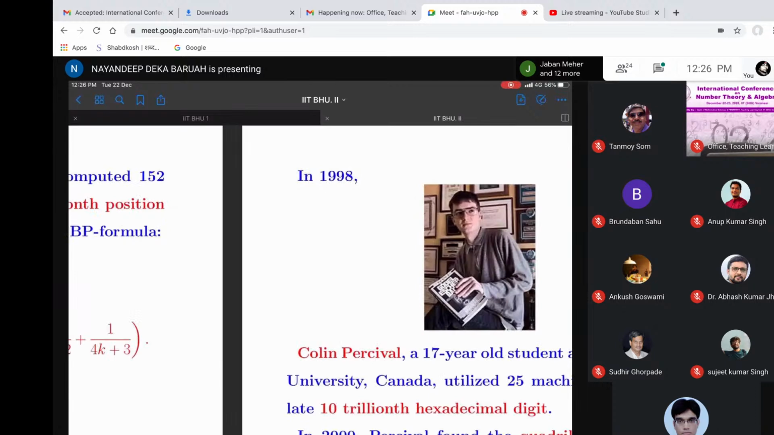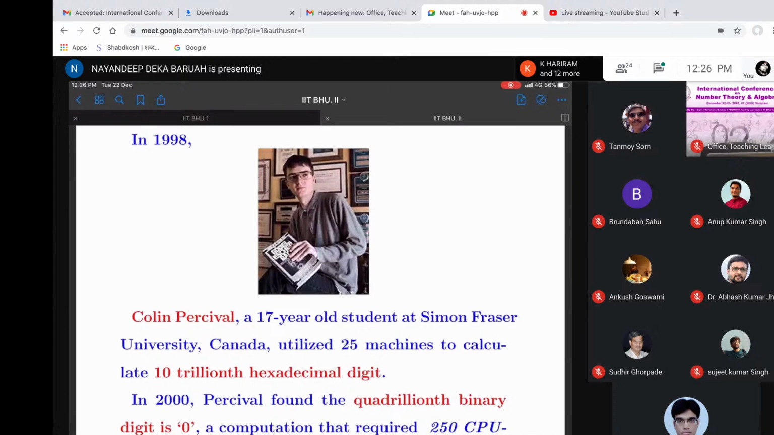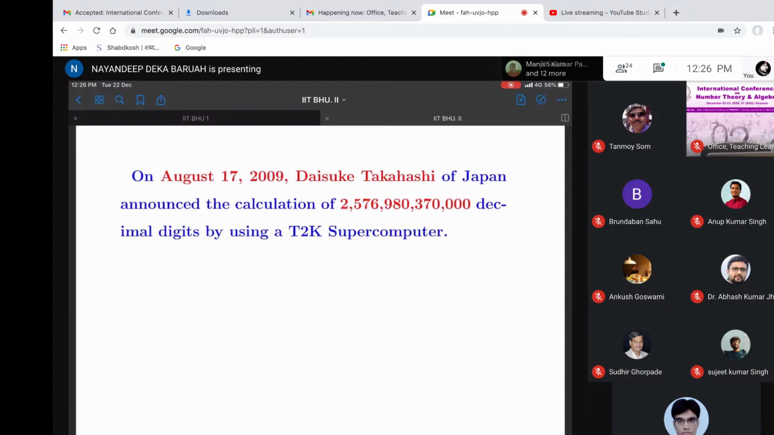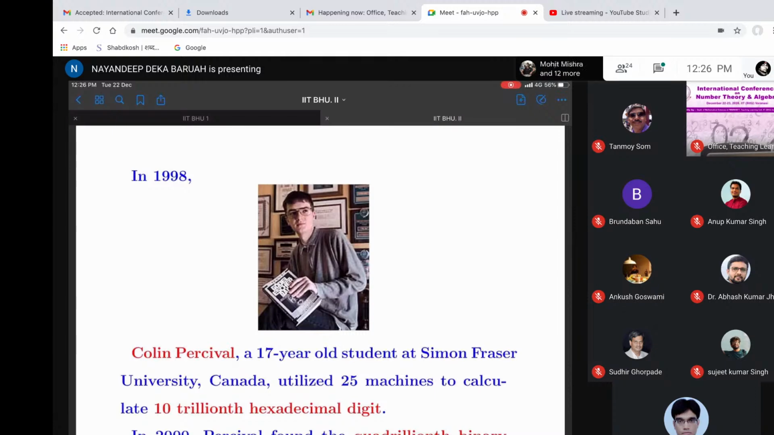Similarly, in 1998, Colin Percival from Simon Fraser University calculated the 10 trillionth hexadecimal digit. And there are more decimal digit calculations, but the problem is that they have calculated this in binary and hexadecimal, and there is no decimal BBP formula till then. That means in the BBP type formula, in the denominator, we do not have 10 to the power k. If we can find a 10 to the power k type, then one can find the exact individual decimal digits, but that is not possible yet because no BBP decimal formula is available. So that is an open question: find the BBP decimal formula.